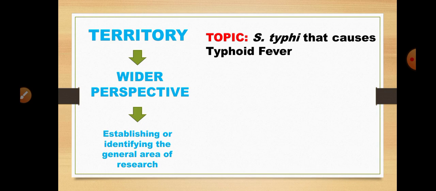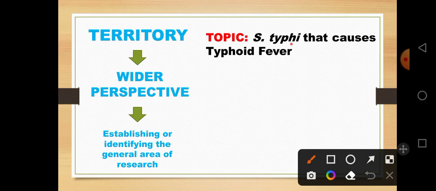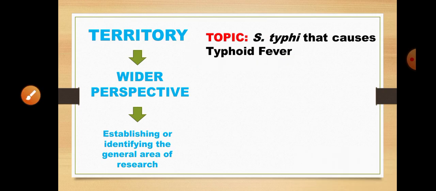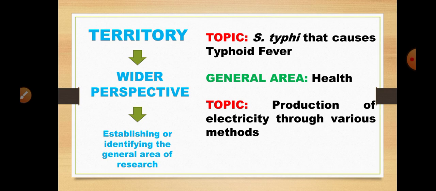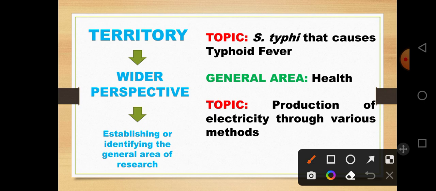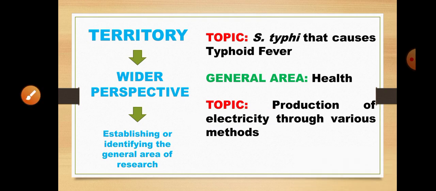We have the first research topic, Salmonella typhi that causes typhoid fever. Remember class that typhoid fever is a kind of disease, and diseases fall under the studies of health sciences. Therefore, our general area is the field of health. Another example: the topic production of electricity through various methods. Remember that electricity is a specific kind of energy. Therefore, our general area here is energy.